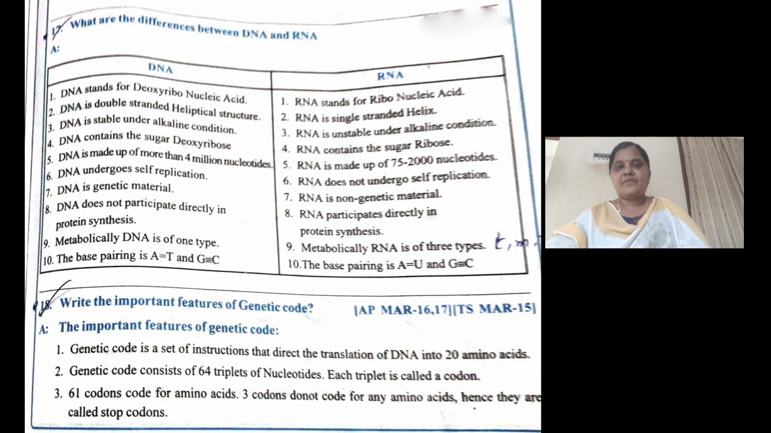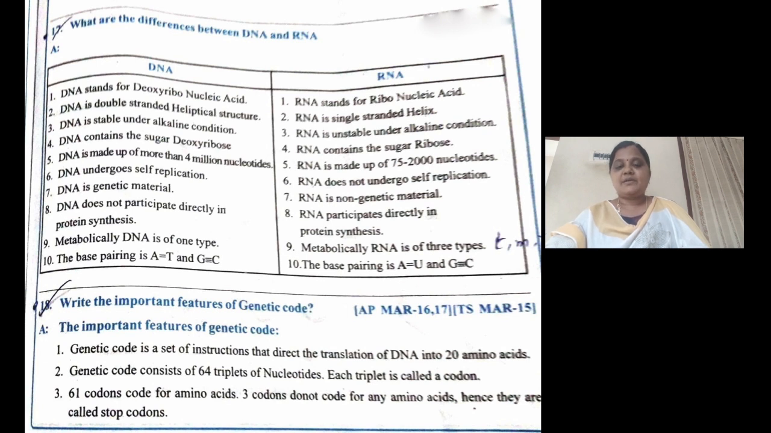In these differences, the main point to remember is that DNA is made up of more than 4 million nucleotides. When it comes to RNA, it is made up of 75 to 2000 nucleotides. Metabolically, DNA is of one type, and metabolically RNA is of three types.